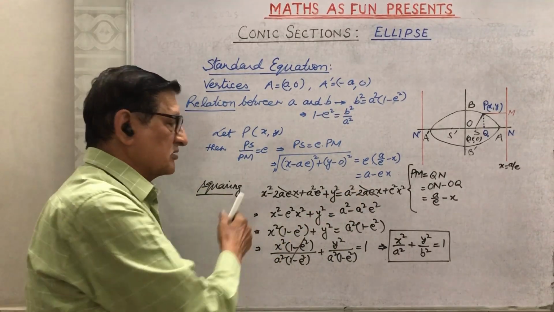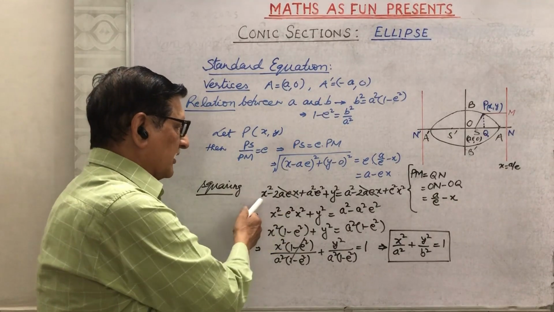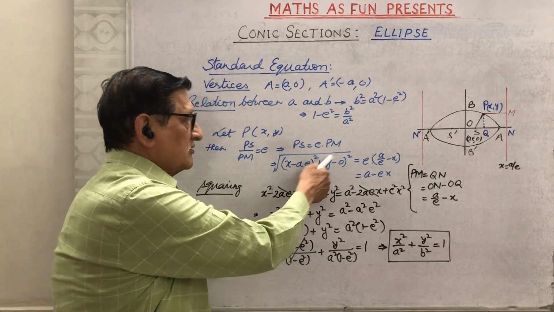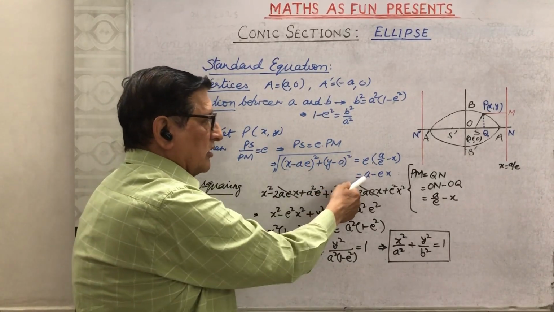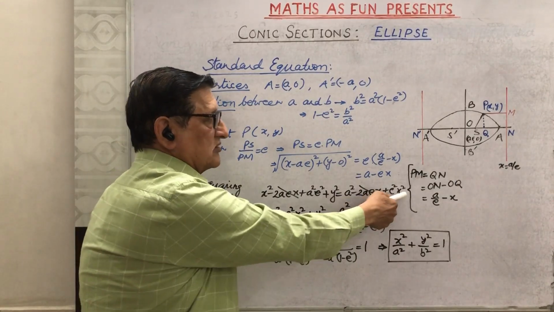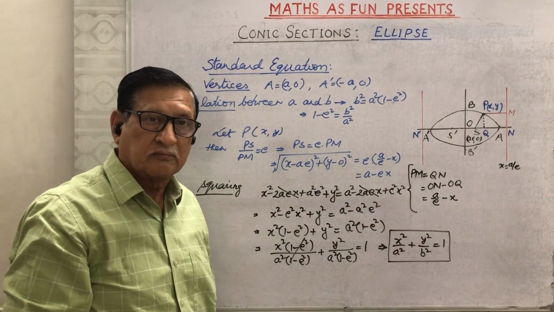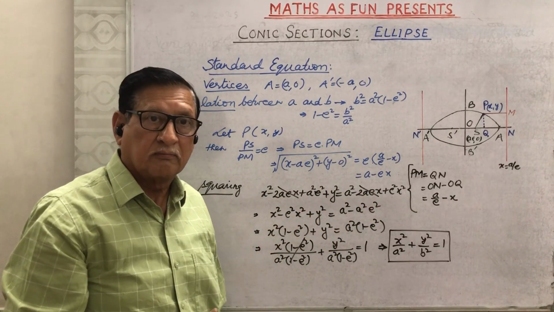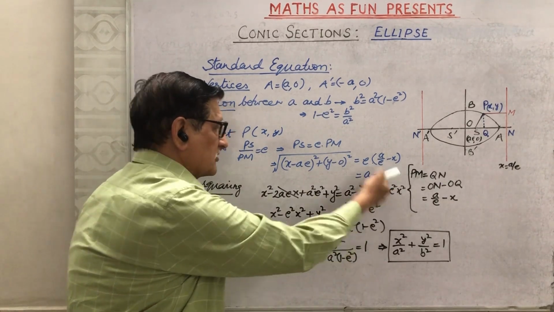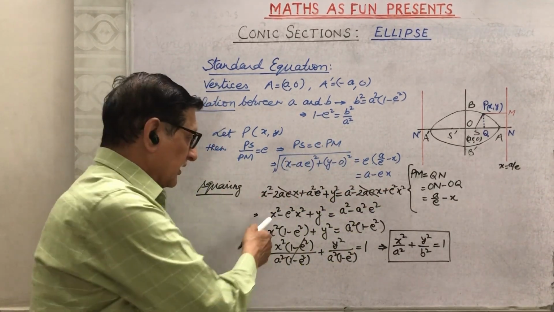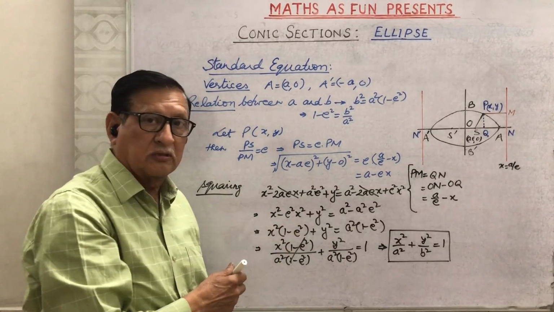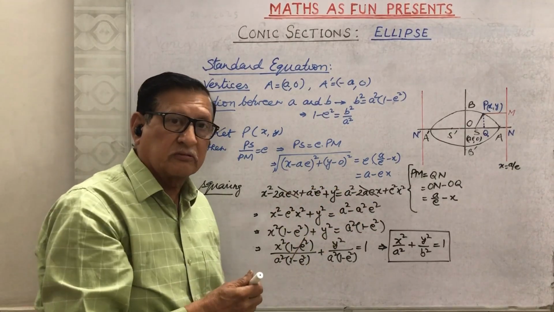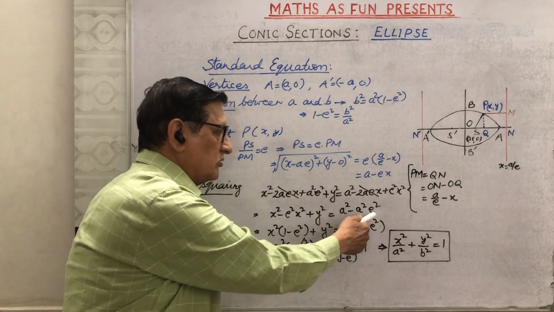If we square both the sides of it, perfect square, that is x square minus 2aex plus a square into e square plus y square equal to a square minus 2aex plus e square into x square. Here we find that minus 2aex on this side and this side they cancel. If we transpose this e square x square onto the left, it becomes x square minus e square into x square plus y square, and transpose a square into e square onto the right. This will be a square minus a square into e square.